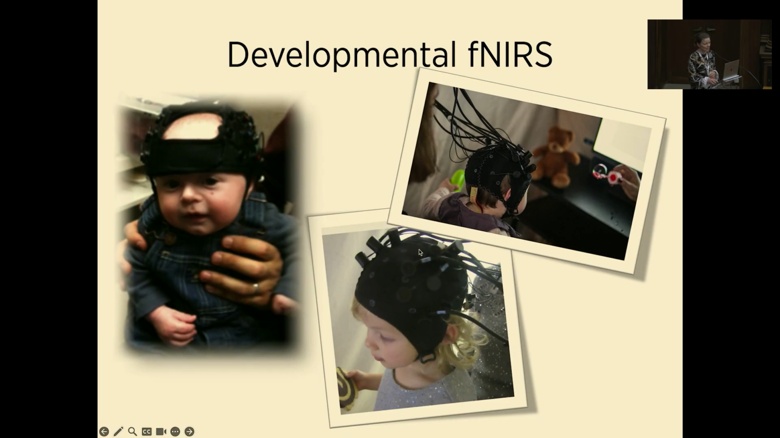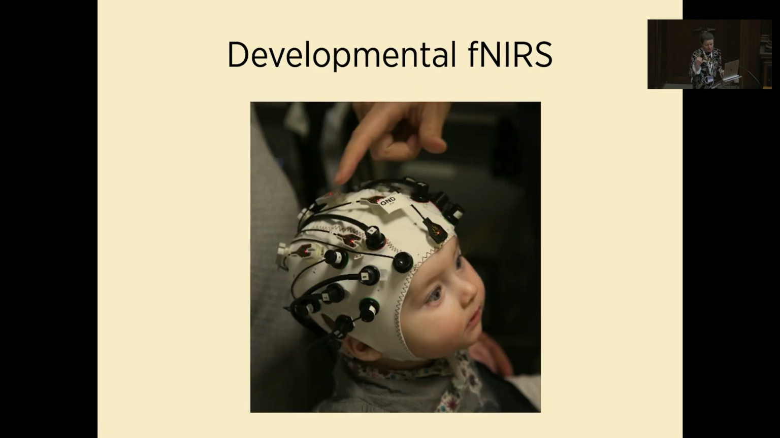And remember that NIRS and EEG have opposite strengths and weaknesses. So EEG gives you high temporal resolution, but not good spatial resolution, whereas NIRS is the opposite. If you combine the two, you get the best of both worlds. And so here what you can see is a combined NIRS EEG recording. These are the NIRS optodes here, and these are EEG electrodes with the little shiny lights on them. So this is what it looks like.